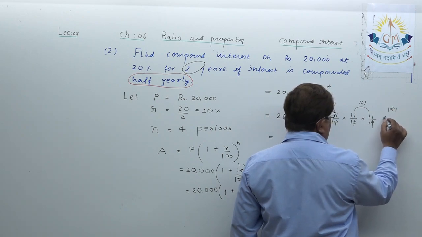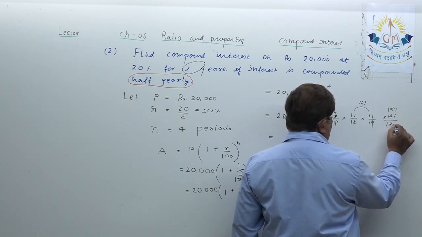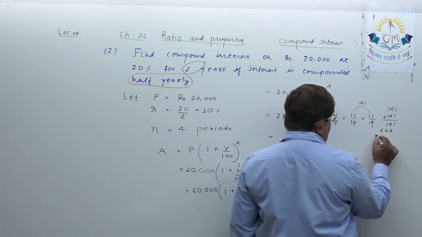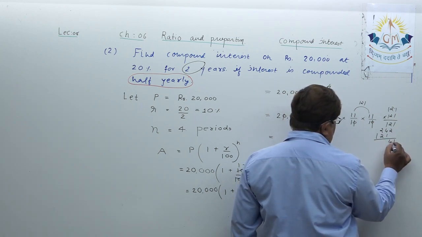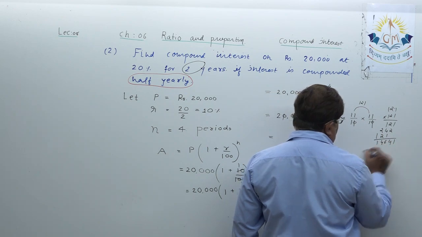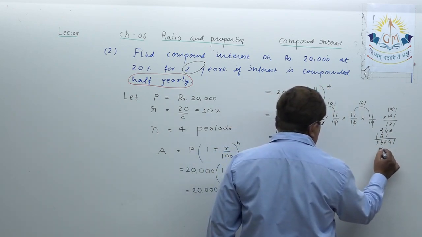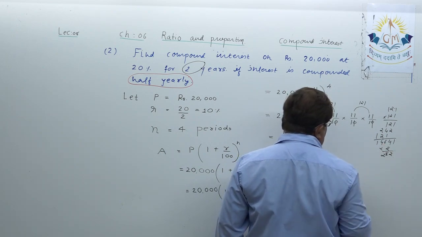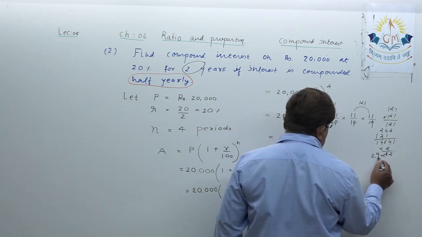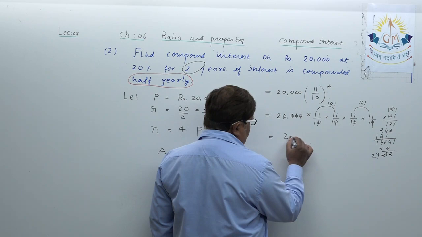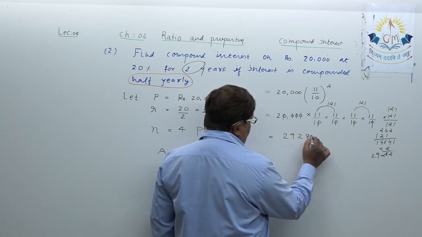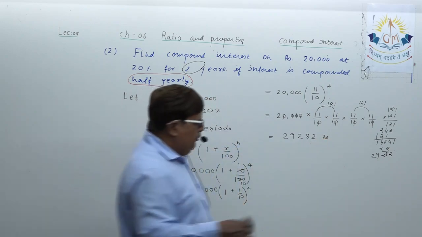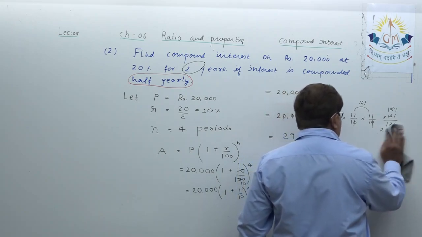Just carry on the multiplication by yourself also. Just 121 into 121. 121, then 242, again 121, 14641. And into 2 still you need to multiply. 2 2 4, 2 6 12, 1, okay, 9 and 2. So you got 29,282 rupees.